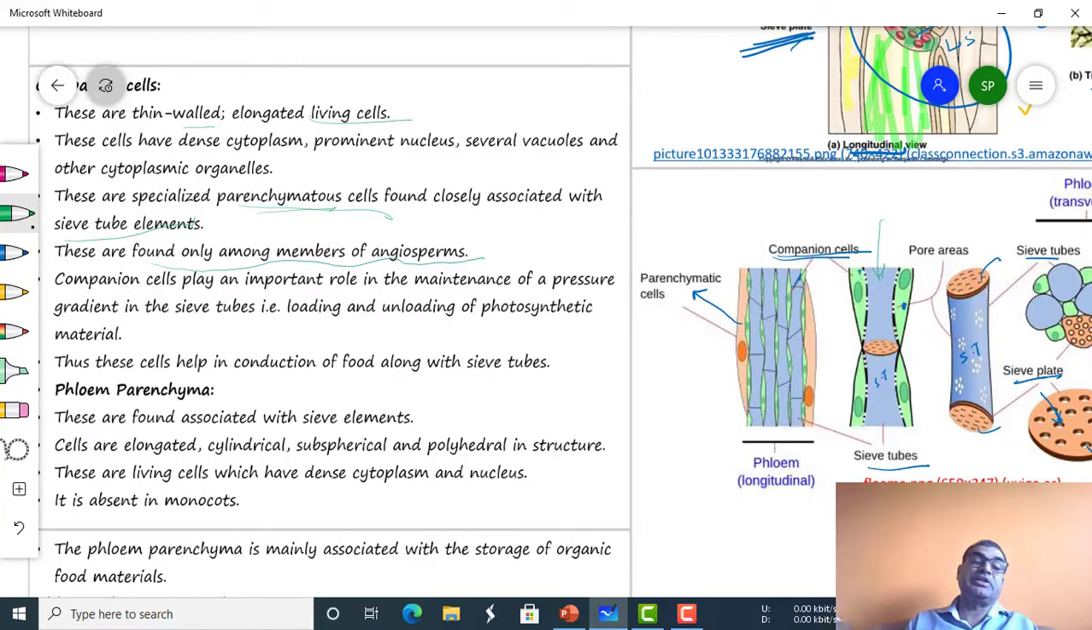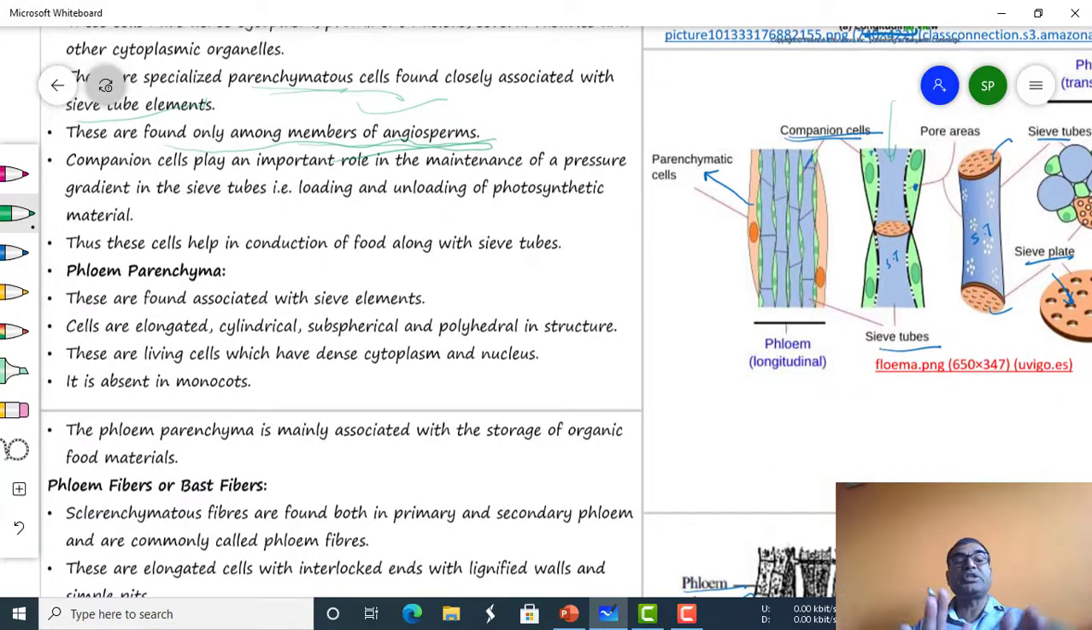Only in the exceptional case of Gnetopsida, or the example of Gnetum, vessels are present, but they are absent in gymnosperms and present in angiosperms. Companion cells play an important role in the maintenance of the pressure gradient in the sieve tubes, that means loading and unloading of the photosynthetic food material.